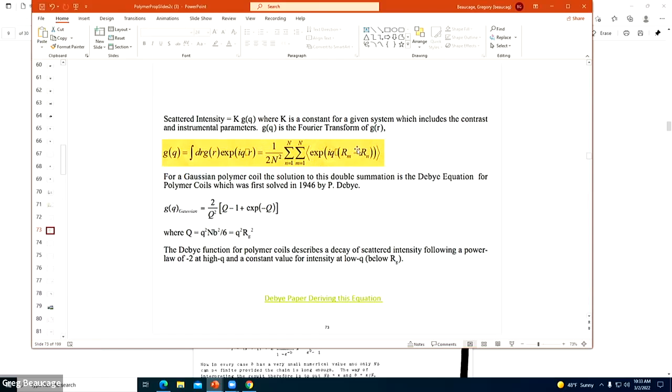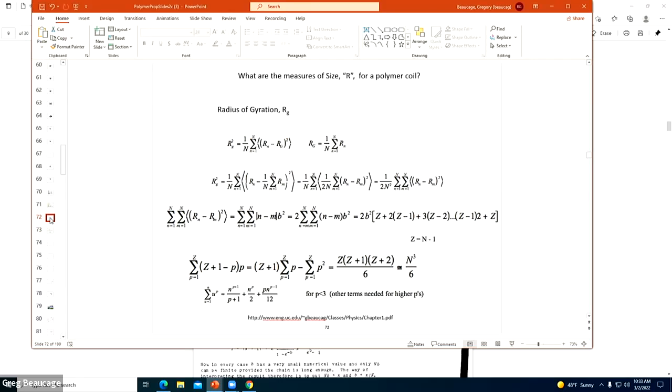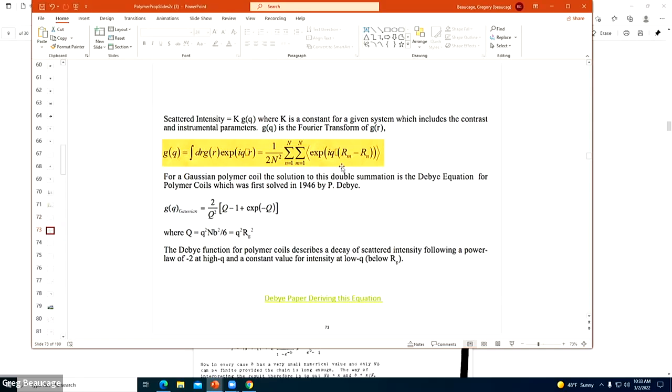In the paper, he works it out. Anyway, the double sum is going to be the same math as we used to solve this double sum thing. You just plug in the exponential instead of that, more or less. So then the solution to it is this. Right, so that's the Debye scattering function. It's analytic. It's like a perfect function to describe what a Gaussian chain is.